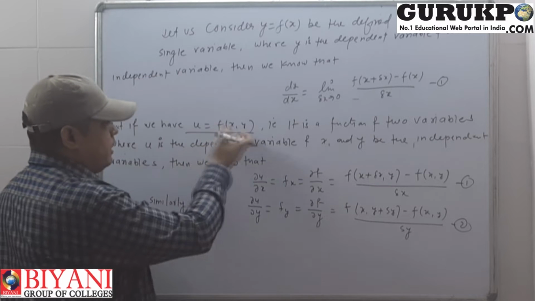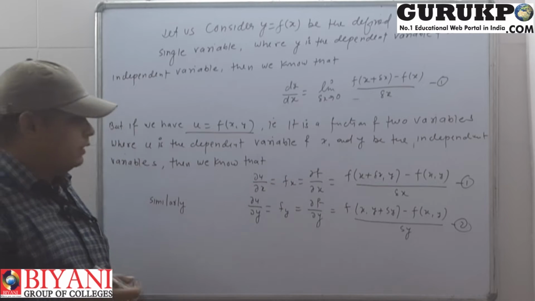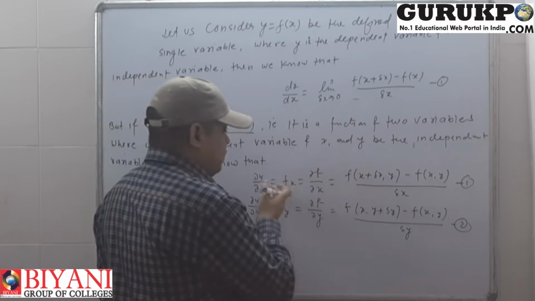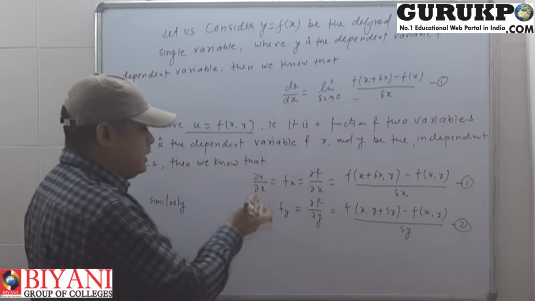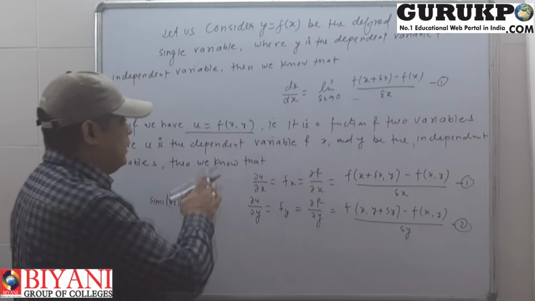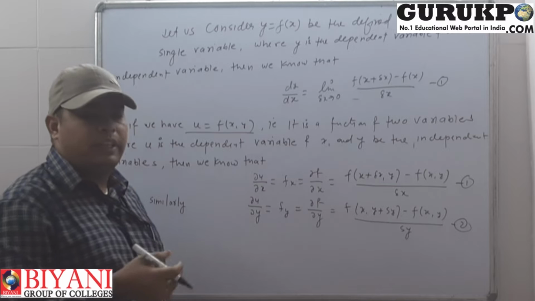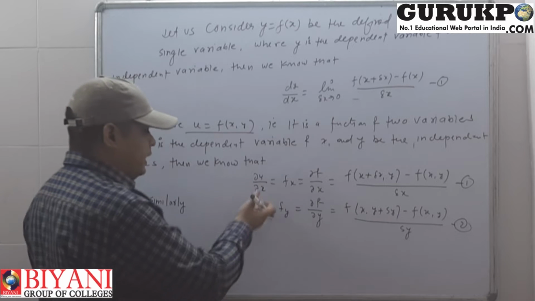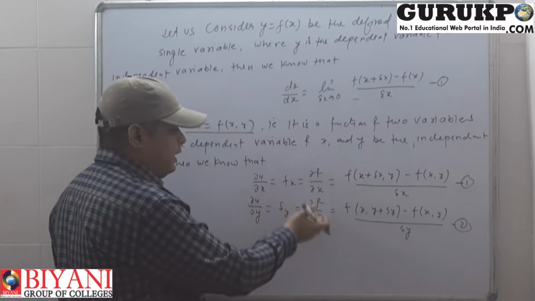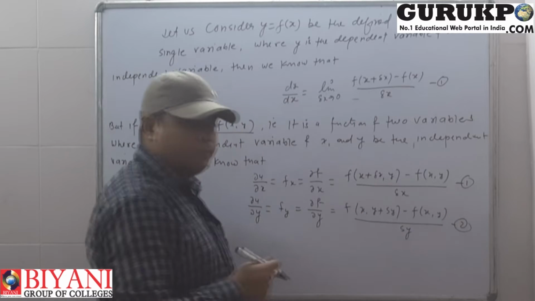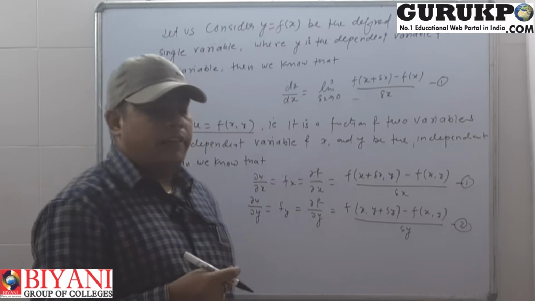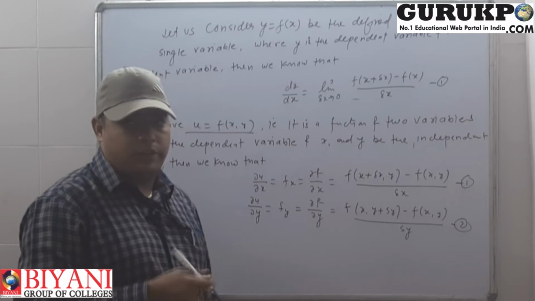Here u is the function f of xy. The general definition of del u by del x is given by relation 1. Similarly, when we differentiate partially this function u is equal to f of xy with respect to y, then we have del u by del y, f of y, del f by del y, and the mathematical notation is given by relation 2. It is basically the general definition of partial differentiation.